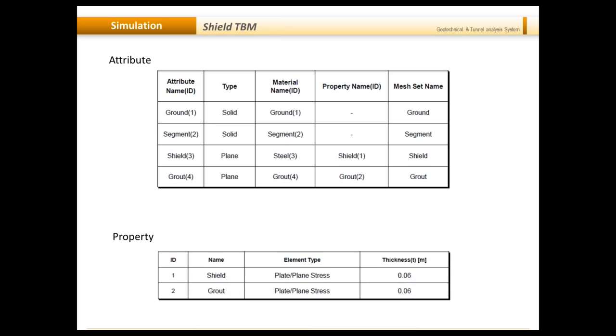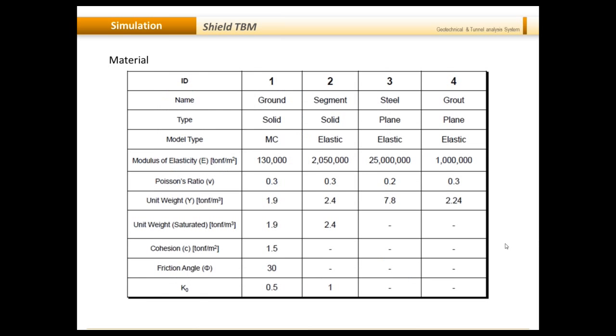0.06 meters. I am sticking to the SI units here because we have a major audience from the US and Canada, and I just wanted to stick to the standard unit system here. So this is the material ID. You can see ground material will be of solid type because we'll be assigning it to the solids. We'll have Mohr-Coulomb as the constitutive material model, and the properties are shown here.